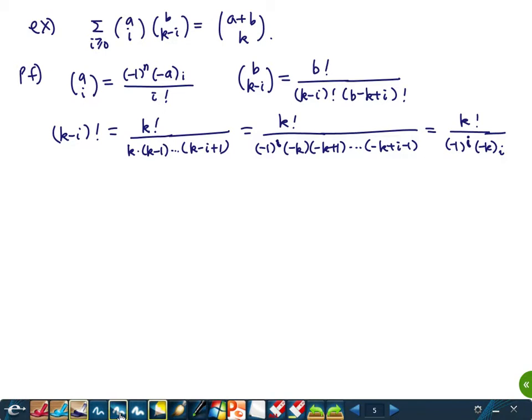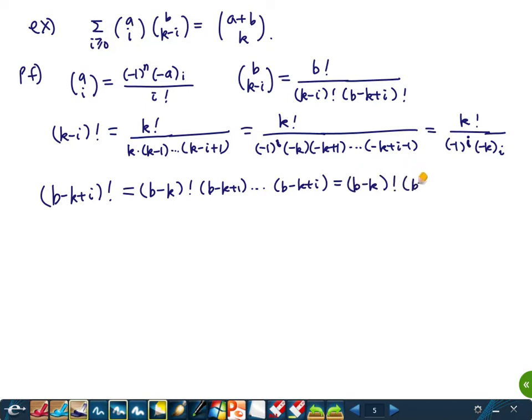Okay, this is good. Now, what about this? b minus k plus i factorial. So it is a product of integers 1, 2, 3 up to b minus k plus i. So that is, first we have b minus k factorial, and then we have what? b minus k plus 1 dot dot dot b minus k plus i. Here there are i factors, increased by 1 at a time. So this is b minus k factorial times b minus k plus 1 sub i. Okay?